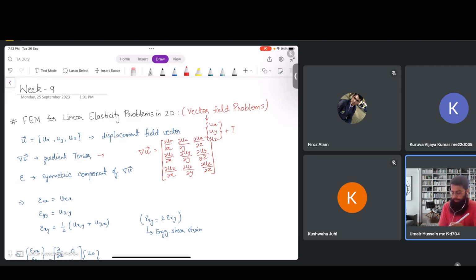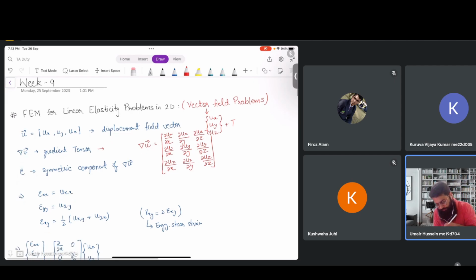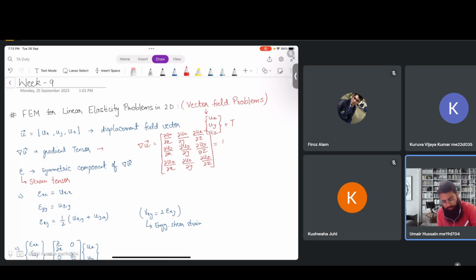Then there's something called the strain tensor. In terms of solid mechanics, it is defined as the symmetric component of this gradient tensor. So how do we find this symmetric part? How do we break down a matrix into symmetric and asymmetric components? I can also, in index notation, write this as ui comma j.